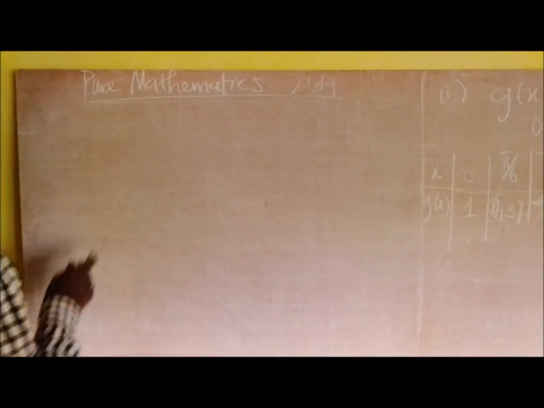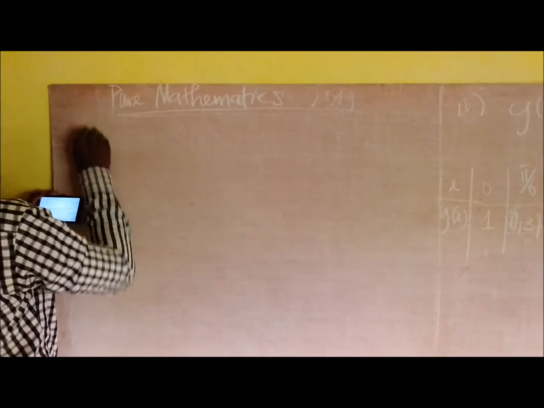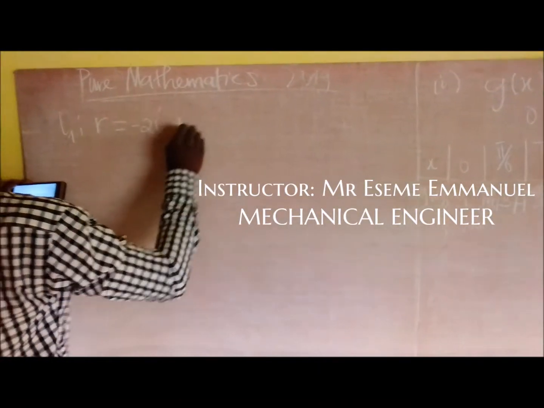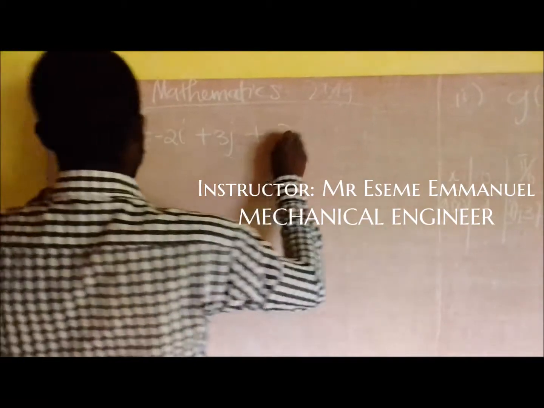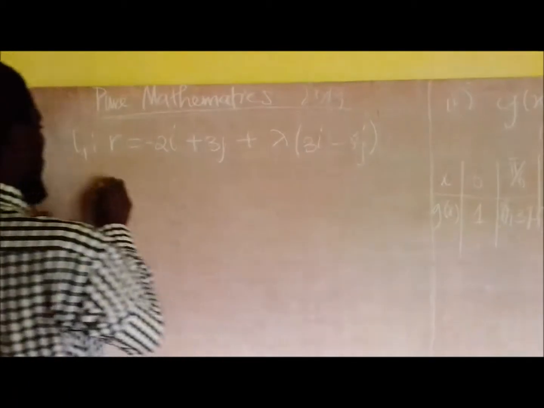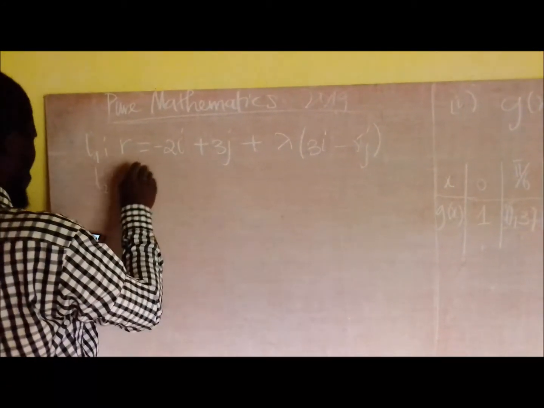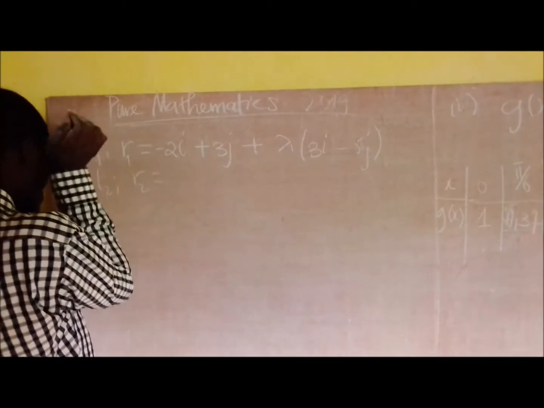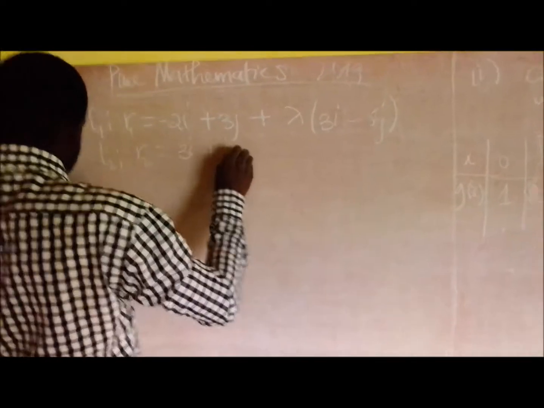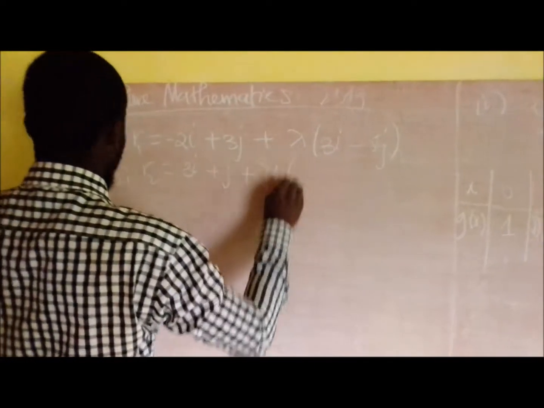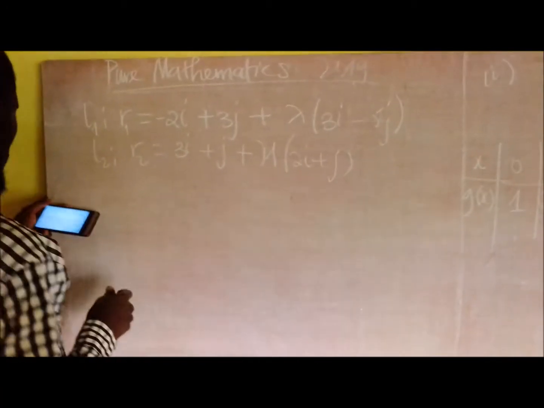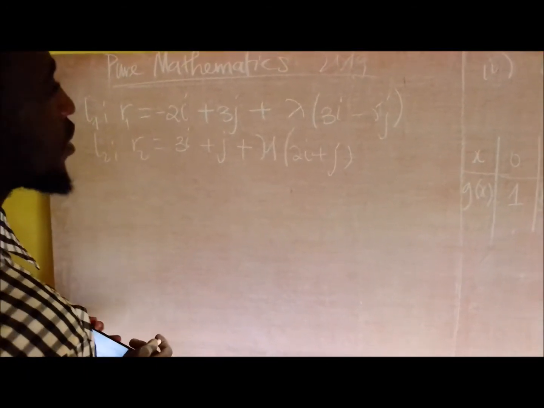So question 7, we have been told that we have L1, the position vector r equals negative 2i plus 3j plus lambda into 3i minus 5j. And we have now position vector L2, such that r2 equals 3i plus j plus mu into 2i plus j, where mu and lambda are constants. We are being told to find the position vector of the point of intersection.